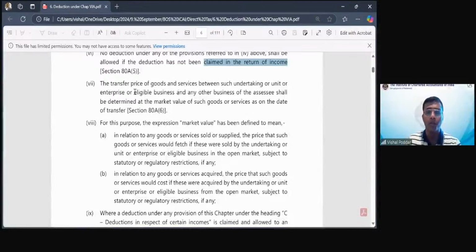Then, most important, if you have 2 businesses, one eligible and one other business, and you are adjusting your internal transactions in such a manner that the eligible business is showing higher profits and the business which is not eligible is reporting a loss, then this is not allowed. You cannot make any such type of adjustment. In that case, they say that we will revalue taking the fair market value.